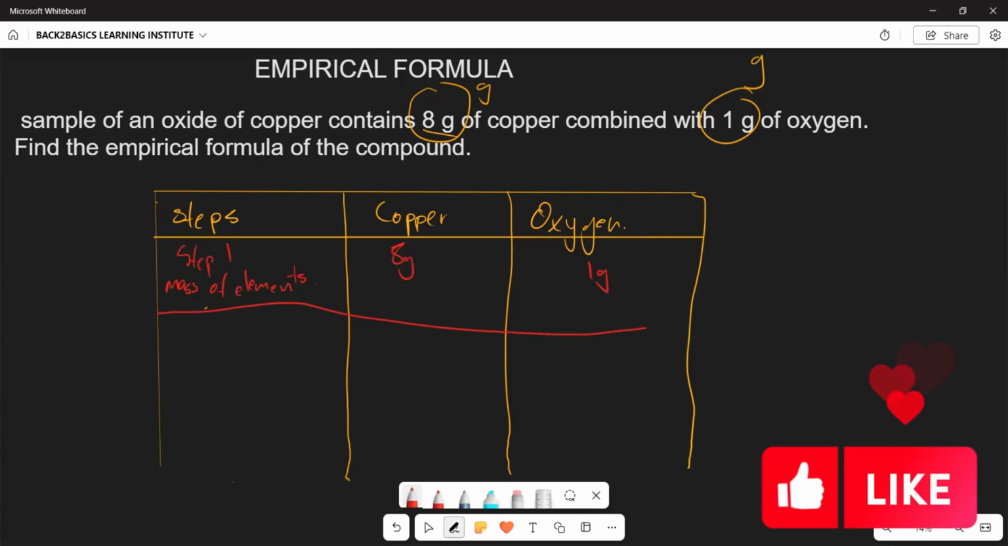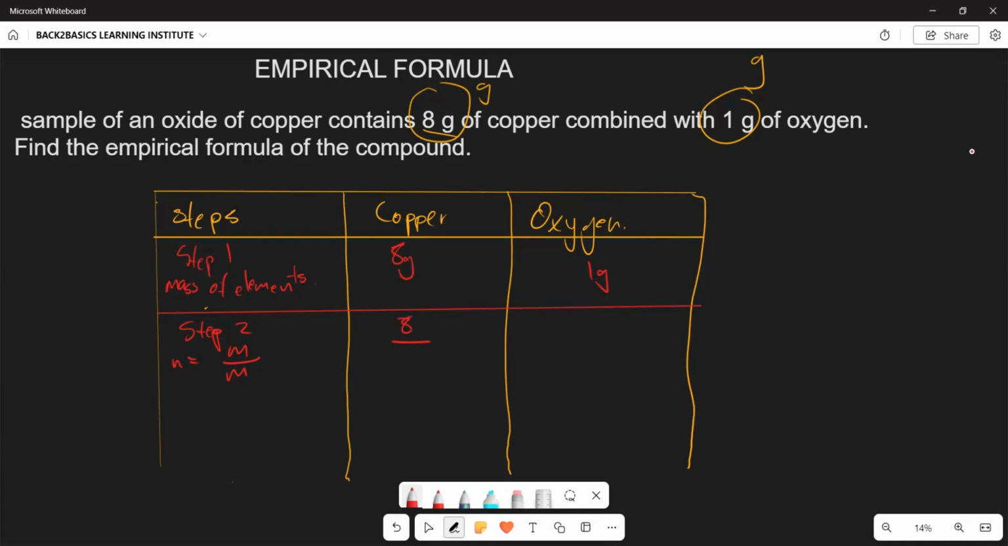Now, let's go to the next step. What is going to be our second step? Step number 2 is we are going to look for the mole. So we are going to say n is equal to m over capital M, right? Now you are given that the copper is 8 grams over the molar mass of your copper. I think it's 63,5, right? Therefore, what is going to be the mole of this? The mole that you're going to get here is 0,126 mole.